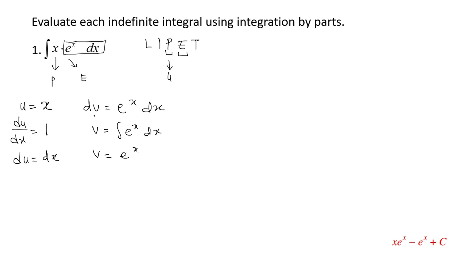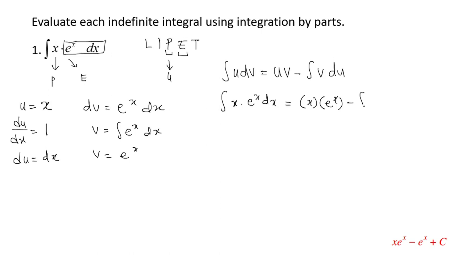Okay, now you have u, you have v, you have du, you have dv. So now we substitute into the formula. Integrate u dv equal to u times v minus integrate v du. So your u is x, your dv is exponent x dx. Substitute everything that you have listed just now. Minus integrate of x, your du is dx.